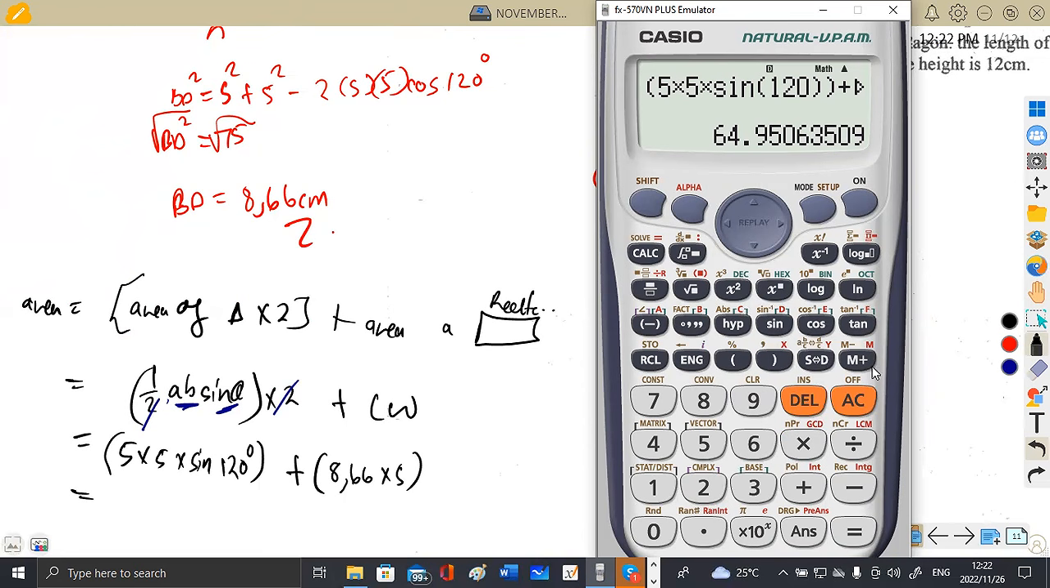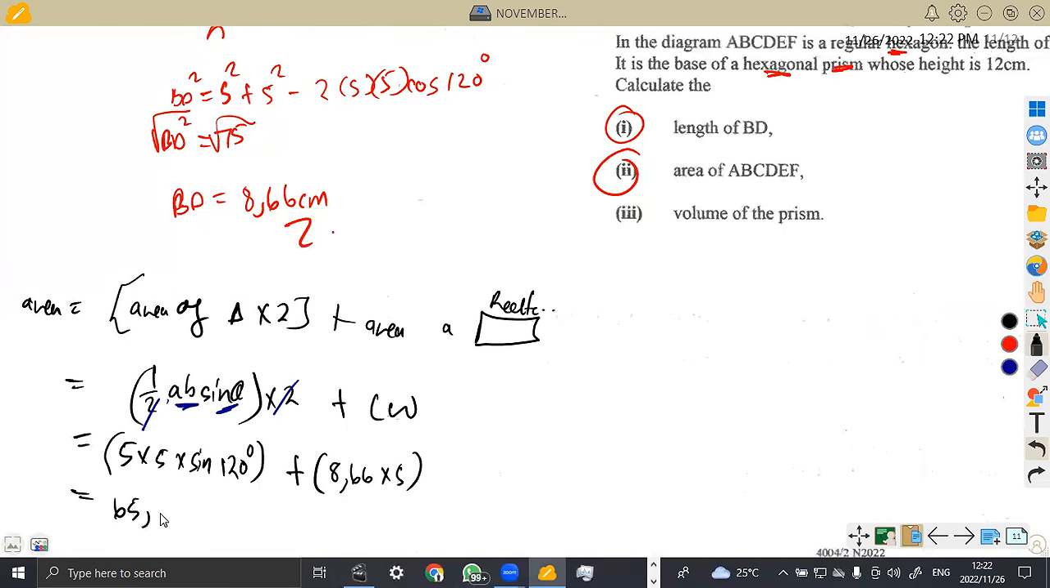We are going to have something like 64.951, because that 6 is going to round off this one. Let's see, to 3 SF, it is going to be 64, this 5 is going to change 9 into 10, which gives 65 to 3 SF. So it's going to be 65.0 square centimeters. That is to 3 significant figures. Remember, we are told that we are supposed to round off to 3 SF. Okay, so that was the area.